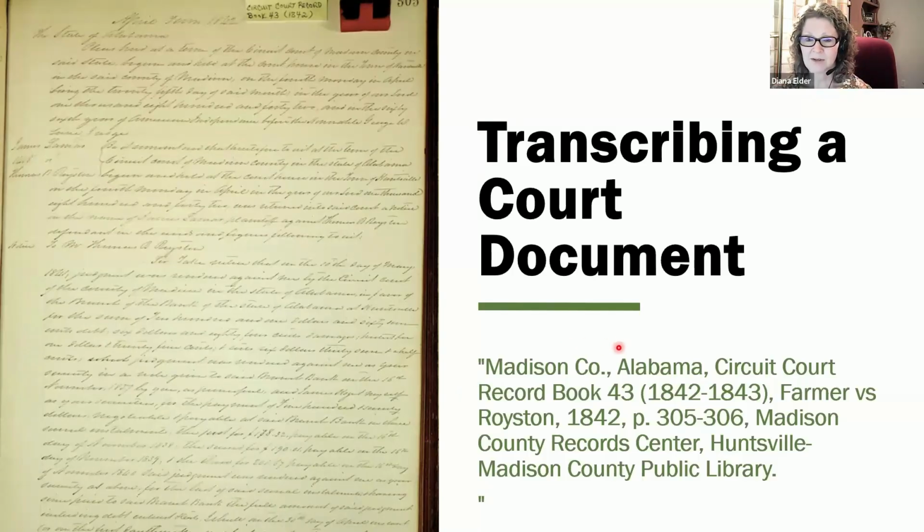It was created by Madison County, Alabama Circuit, and it is the Circuit Court Record Book 43. Here are the years 42 to 43. And the case is Farmer versus Royston, 1842, page 305 to 306. And this is where it's at. So that is how I set up that source citation with all the elements: who created it, what it is, when it is, where it is, and where in. We always want to think about those elements and not get too hung up on having everything in what we think is a perfect order. We might have different ways of looking at that, and you just decide what you like.